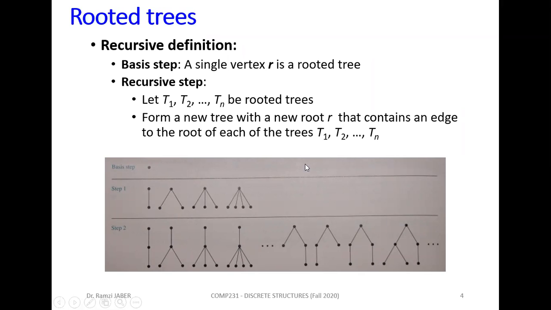So we can build a rooted tree with this recursive function. Okay? Any question for this slide? Good.